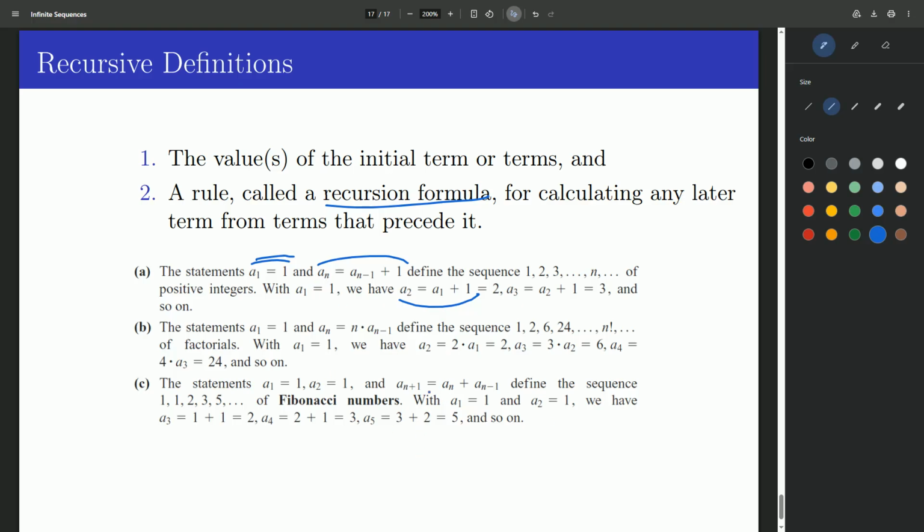Or if I study the Fibonacci formula or Fibonacci numbers, this is another recursive definition. An plus 1 is An plus An minus 1. It means that to find the n plus 1 term, we need to add the previous two terms. So in this case, we need two initial values. If we have two initial values given, we can get all the terms of the sequence.